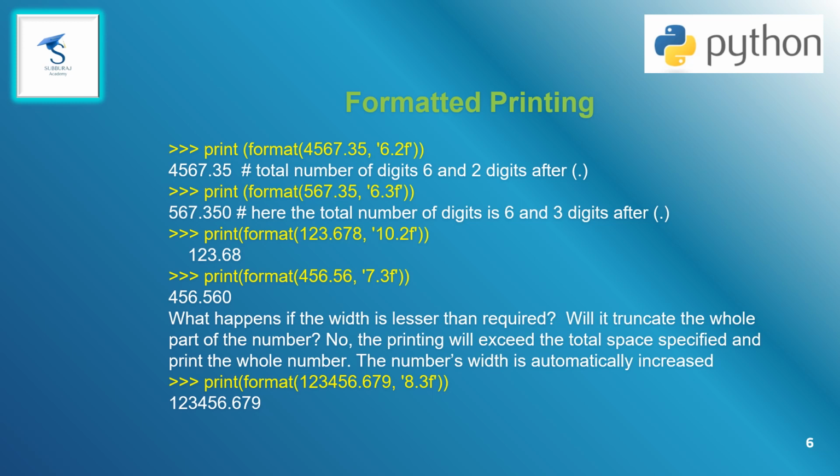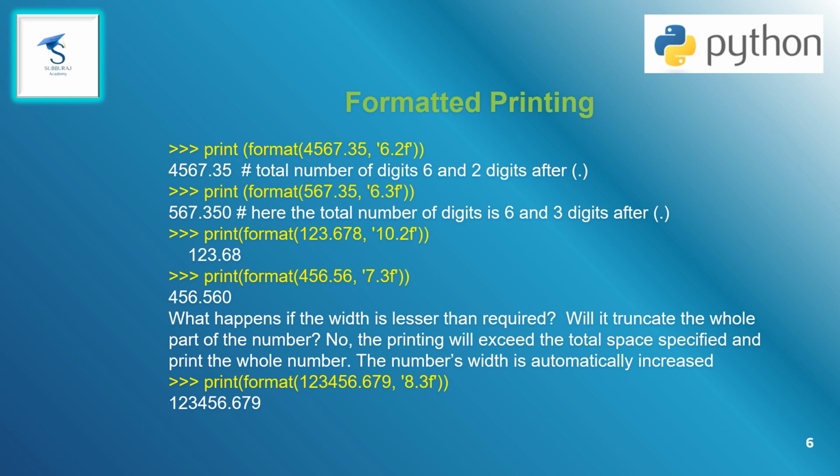So far we have been giving sufficient spaces. What happens if the width specified is lesser than required? Suppose you want 10 spaces, but you are only giving 5 total spaces. Will it truncate the whole number? No. The printing will exceed. The format will not affect the printing, so nothing will be lost. The number's width is automatically increased by the Python system.